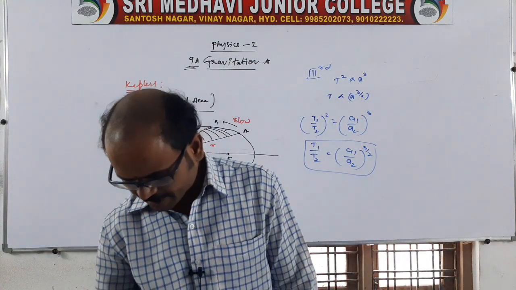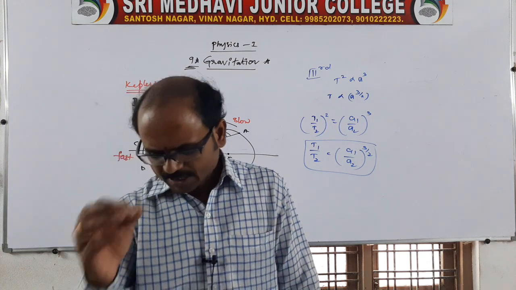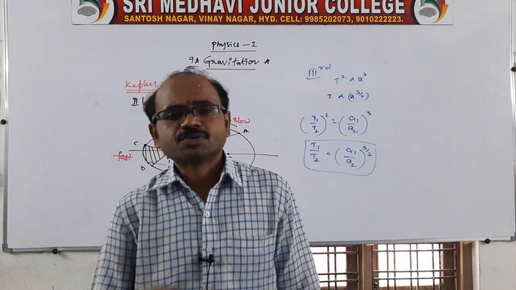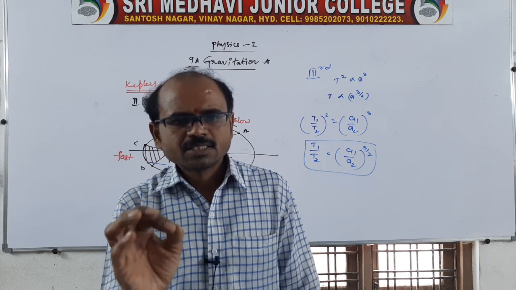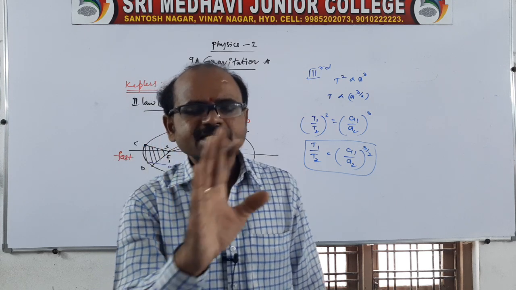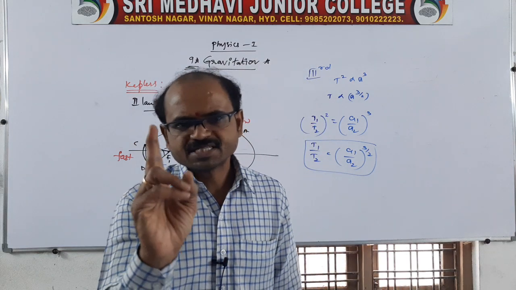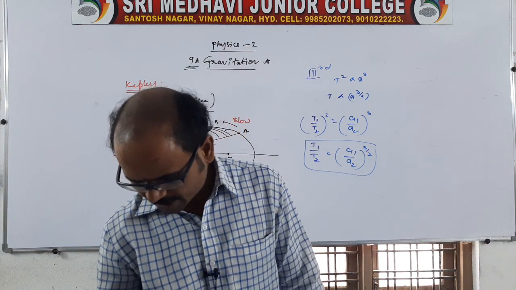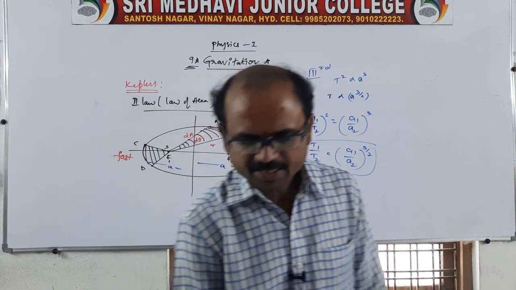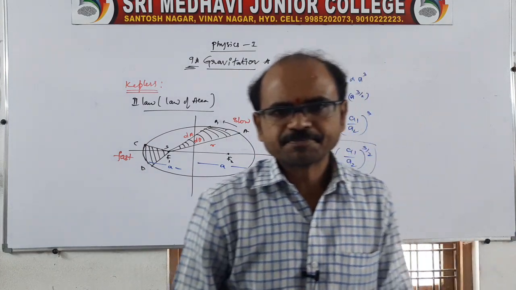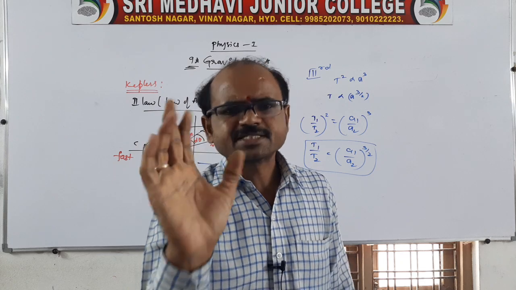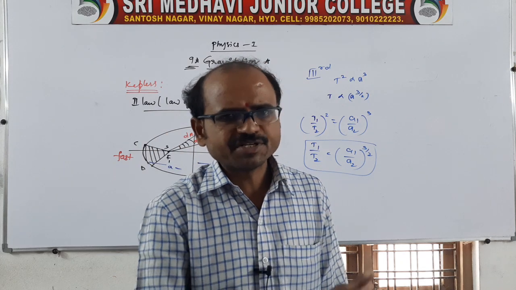Second, the law of area: the line joining the planet to the sun sweeps out equal areas in equal intervals of time. That's it, this is the second statement. You can also write another statement: the areal velocity vector is constant. You need to write the statements. That's all, these derivations are not required.